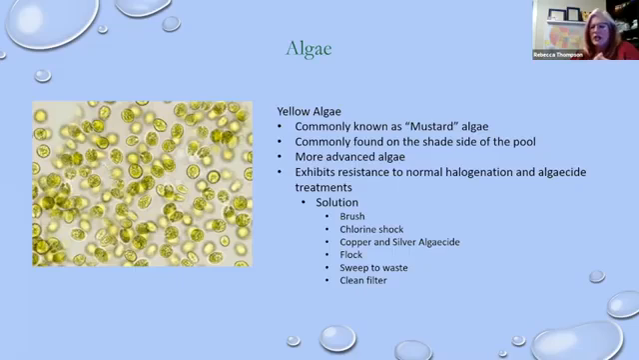Solution, again, brush. I know customers get tired of hearing us say brush. Chlorine shock. Again, you're going to want to use a copper or a silver algicide. And flock. One of the reasons I say to flock is you want it to go down to the bottom of the pool. Flock will make it heavier. So when you vacuum to waste, you are picking that up instead of dusting it. You also want to clean the filter.